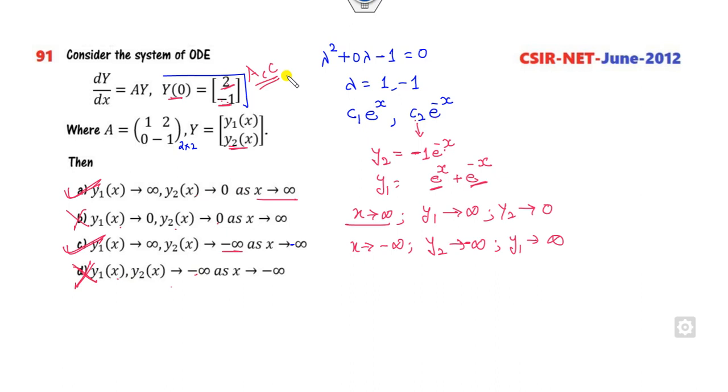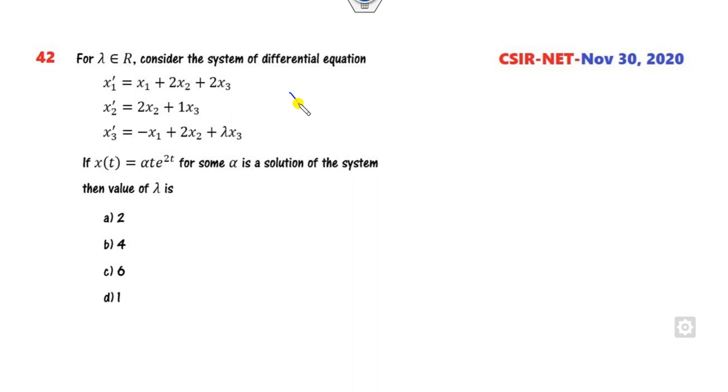Again, you can write this as a transpose. So this is the matrix. I can write this as 1, 2, 2, 0, 2, 1, minus 1, 2, and lambda. Fine. If alpha t e raised to power 2t is the solution of this, then you have to find the eigenvalues. So what is the meaning of this t? How can you write it? It means this is the eigenvalue, and 2 occurs two times.